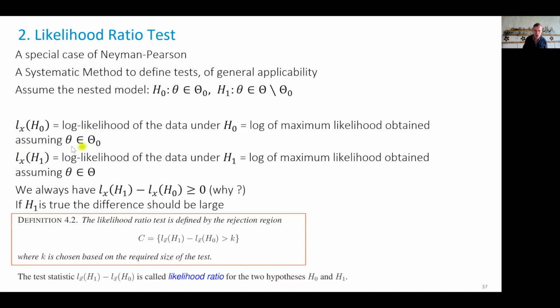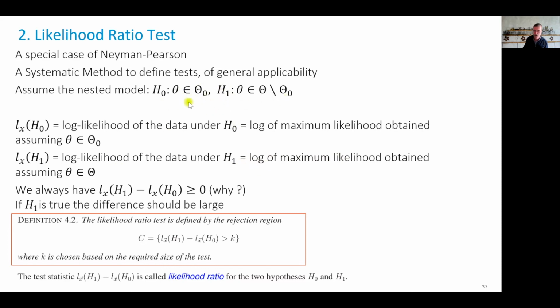I can do the same thing under the bigger model here. This is where the nested model plays a role. Here I'm assuming that theta 0 has a smaller number of dimensions than theta. That means that if I optimize over H1 or if I optimize over theta, it will practically give the same result, because theta 0 is a region that has negligible volume within capital theta. So what we call the log likelihood of the data under H1 is the log of the maximum likelihood when we remove the restriction of theta 0 here.